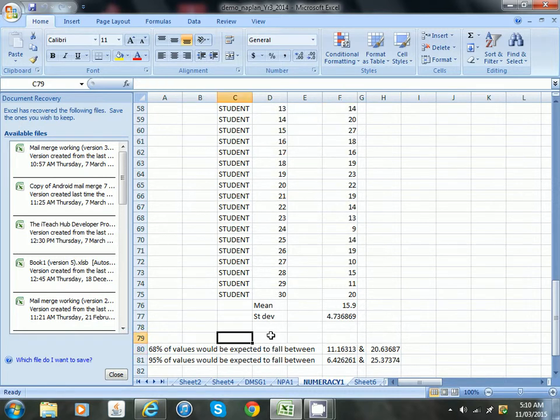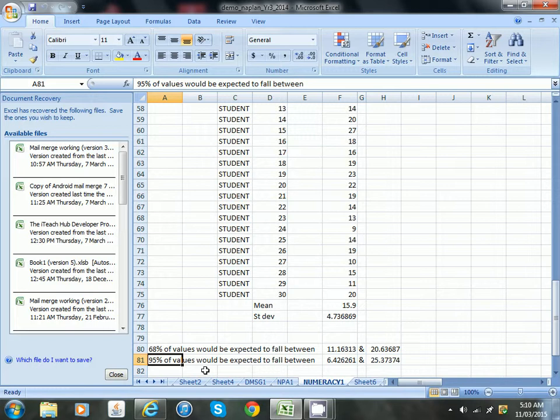So just from the expectation, in a normal distribution 68% of values would fall between just over 11 and just over 20 and a half. Okay, so basically we can interpret things from those values. The larger the standard deviation, the more variability there is, so the more spread out it is.